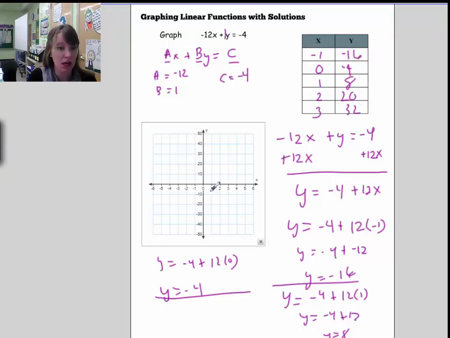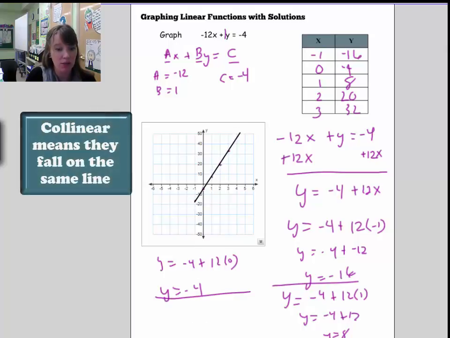Okay, so I'm just going to plot these points. -1 and -16 is going to be about here. 0 and -4 is going to be about here. 1 and 8 is going to be here. 2 and 20 is here. And 3 and 32 is about here. Okay, so as you can see, these are collinear, right? All these points are collinear, so we join them with a line.